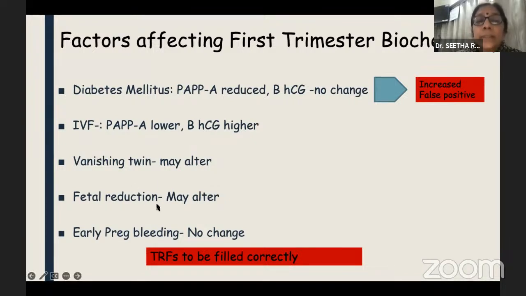Again, if one of the fetuses has been reduced, that will alter it. But generally, pregnancy bleeding causes no change. So remember to fill up all your forms properly and make the lab know what is there. And also, if she's having beta-HCG injections, which I hope are no longer used, but a lot of the time they are, they can also skew your results.